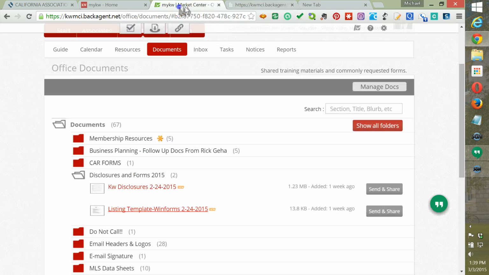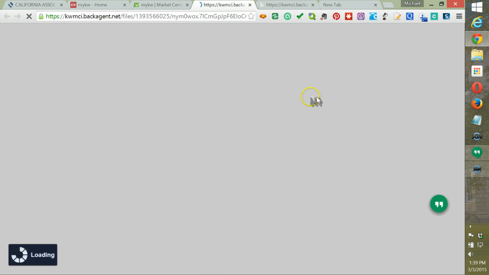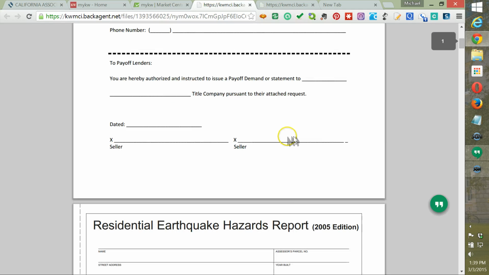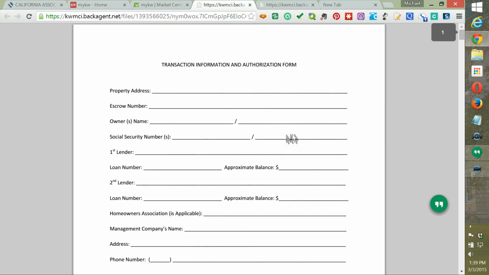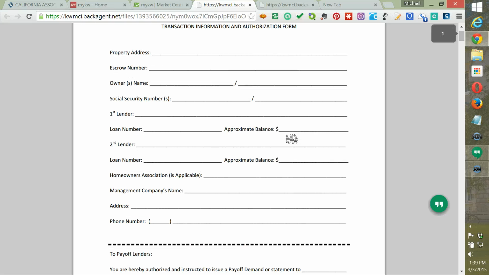All right, so what we're going to do, so we've clicked on that. I wanted to go through the disclosures. This is not a conceptually difficult thing. What I thought I would do is show you a way of filling it out, perhaps. Now, some of this looks awful, this transaction information authorization form, right, which is also known as a payoff statement.